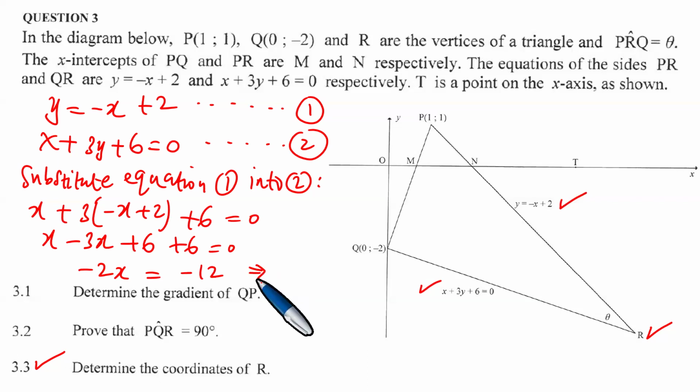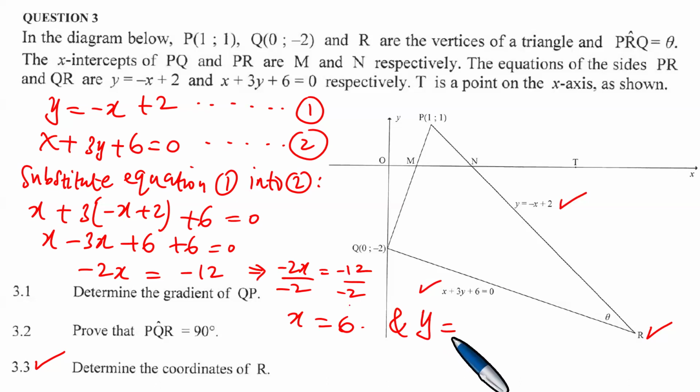And so what we then have is minus 2x equals minus 12. Divide by minus 2 on both sides so that x equals 6. And so that becomes the actual value of x at the point R. And simultaneously, what is our y? Use one of the equations, y equals minus x plus 2. What is x? x is 6, so you have minus 6 plus 2. What is minus 6 plus 2? It's minus 4, like so.